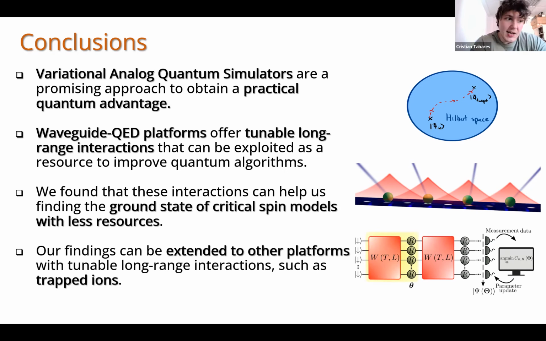And finally, as a connection with other types of platforms, we see that these results can be extended, for example, to trapped ions or Rydberg atoms, which are platforms that already have long-range interactions. In particular, in trapped ions they are expected to be tunable too. So you have models following the long-range transverse field Ising model that we just discussed. So these conclusions and results could also be extended to these platforms, although they were initially motivated by waveguide-QED setups.